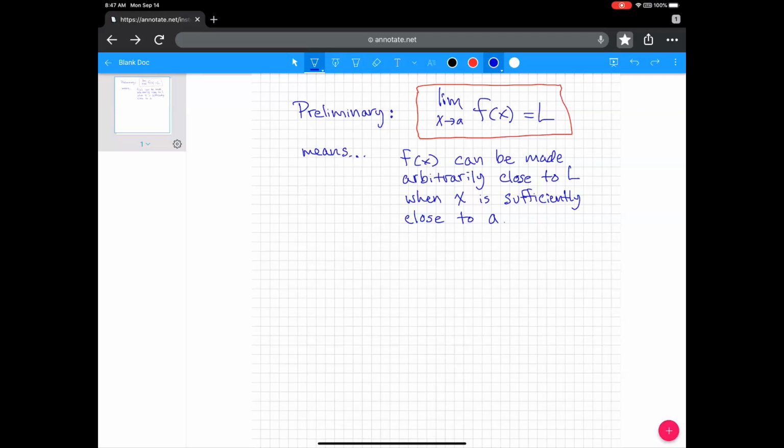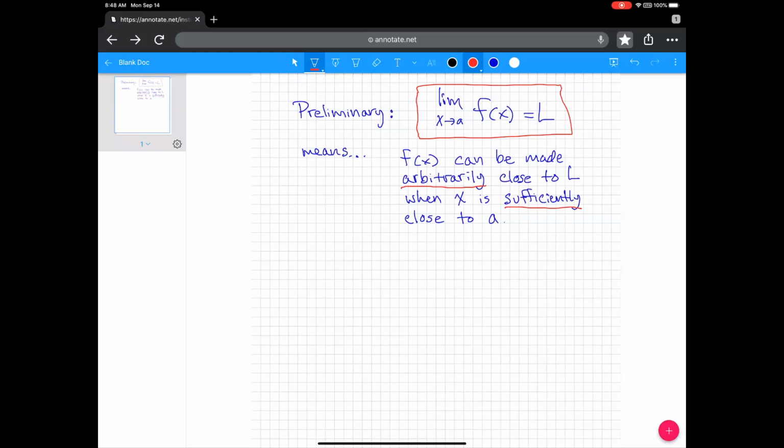The problem with this definition is this idea of the words arbitrarily close and sufficiently close. What does that mean? So that's why this is a preliminary definition. We talk about the idea of those things, but it's hard to specify what that means exactly. Those are fairly vague terms to have in a definition. So how can something be close to something else mathematically?